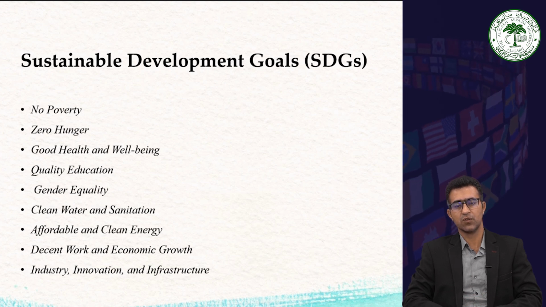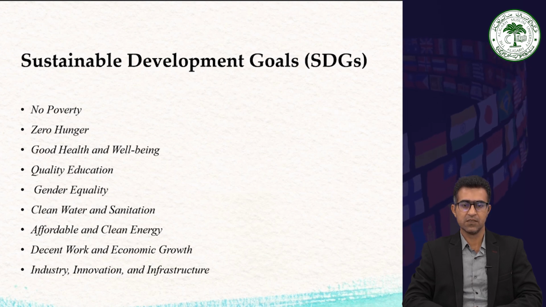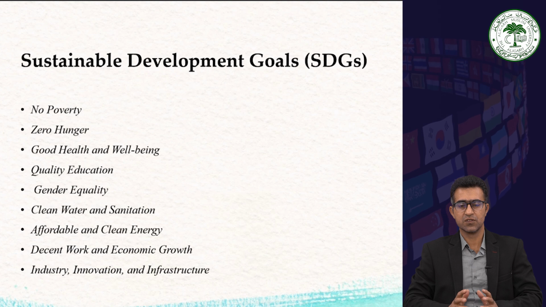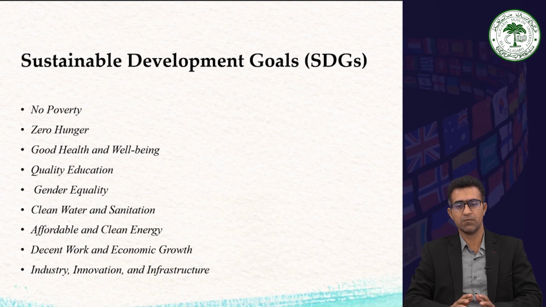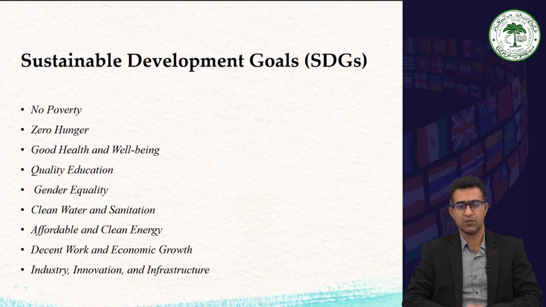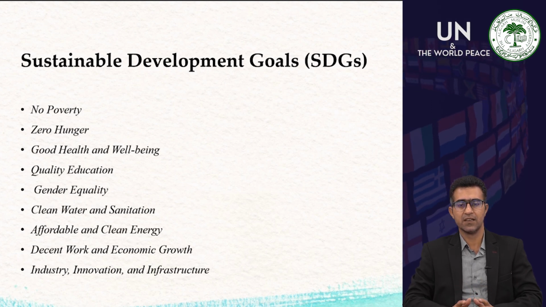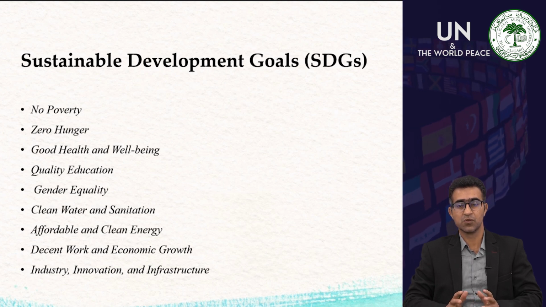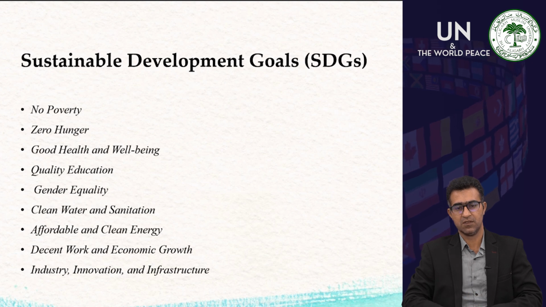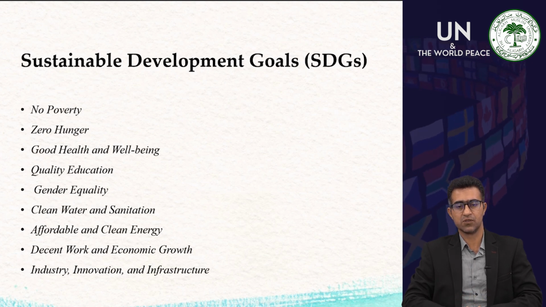The first goal of sustainable development is no poverty. The objective of the first goal is to end poverty in all its forms everywhere. So, the target of the first goal is to eradicate extreme poverty, implement social protection systems, and ensure equal rights to economic resources.